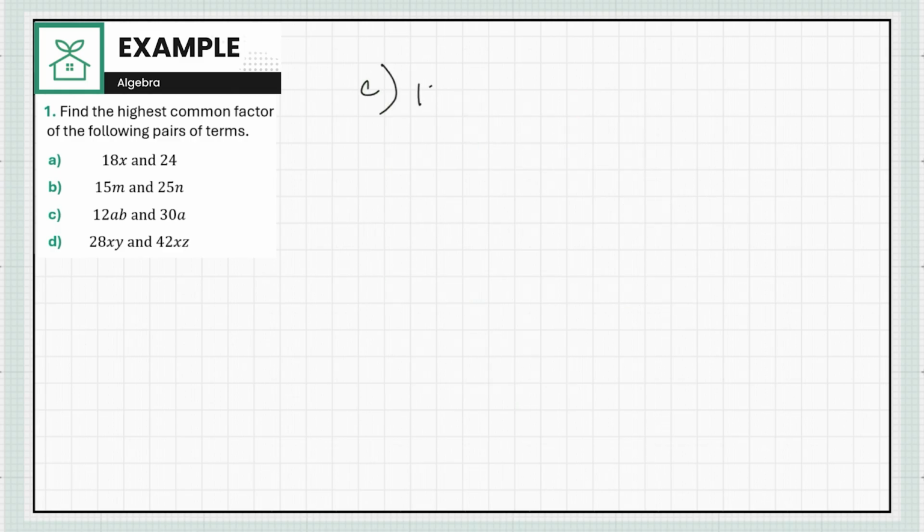For C, we have 12ab and 30a. Now because the pronumeral here is both the same, what we're going to do is first determine our highest common factor for each coefficient, and then because we know a is a common factor for both of them, we can add on the a at the end. So let's get started for 12 and for 30.